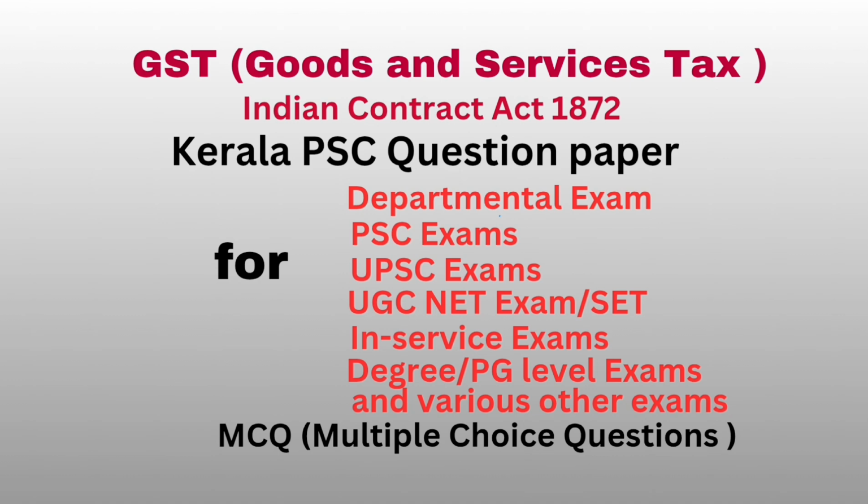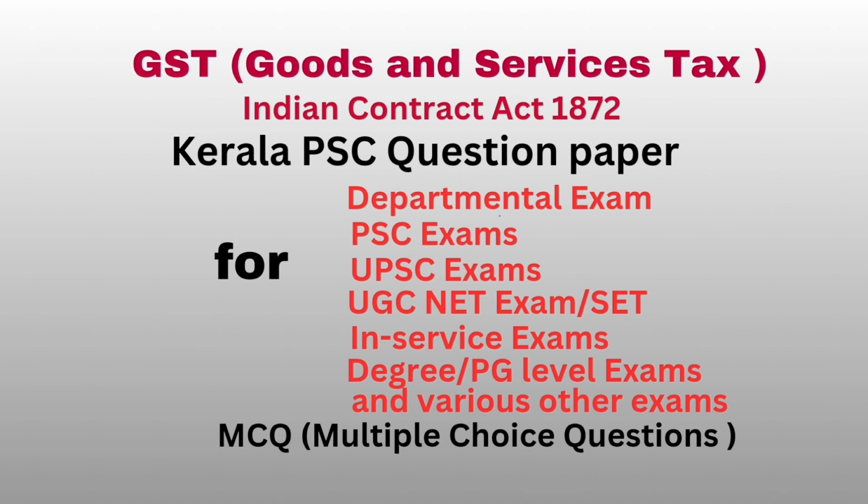Question number 39. The amount of input tax credit available in the electronic credit ledger on account of integrated tax shall be used in which order? Answer, integrated tax, central tax, state tax, or union territory tax. Question number 40. Interest rate for delayed payment of tax does not exceed? Answer, 18%.